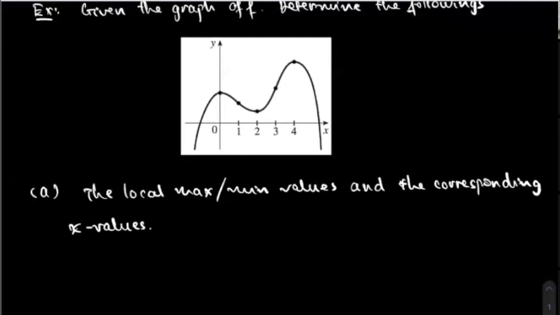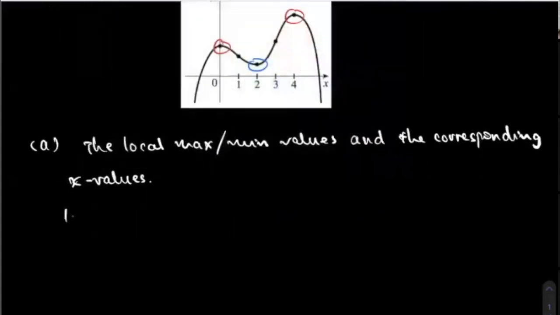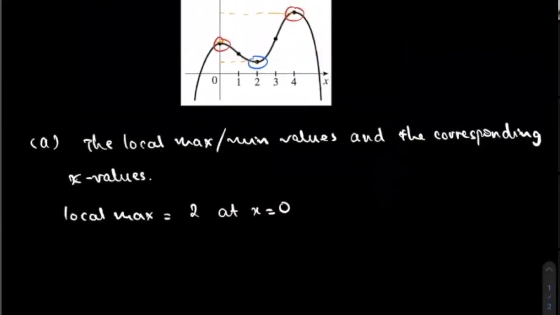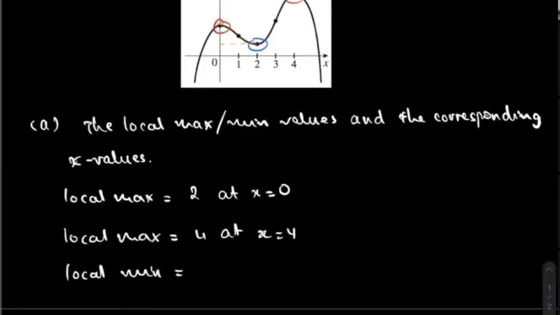So local maximum, local minimum. As you can see, this is a local maximum. This is also a local maximum. And you have another one right here, that blue point, which is a local minimum. So the local maximum, I could say, is equal to 2 at x equal to 0. I have another local maximum, where the height is equal to 4 at x equal to 4. And the local minimum is equal to 1 at x equal to 2.